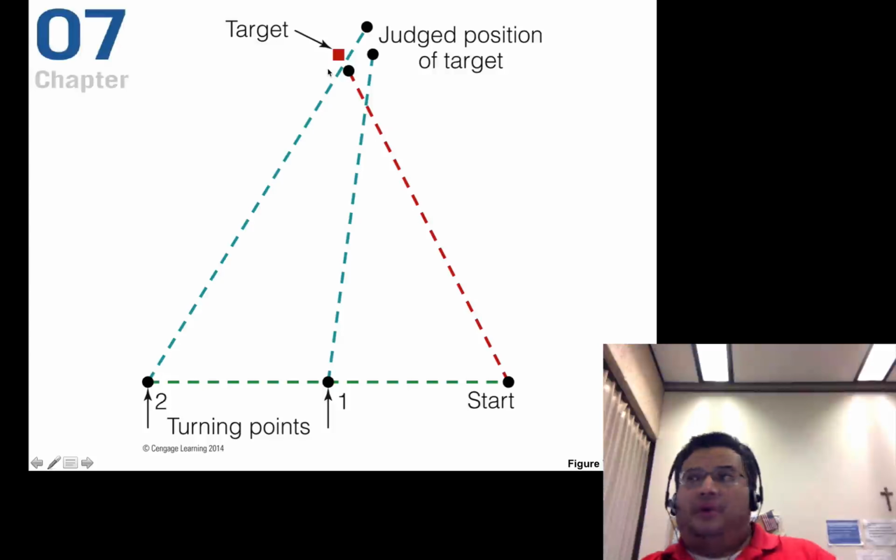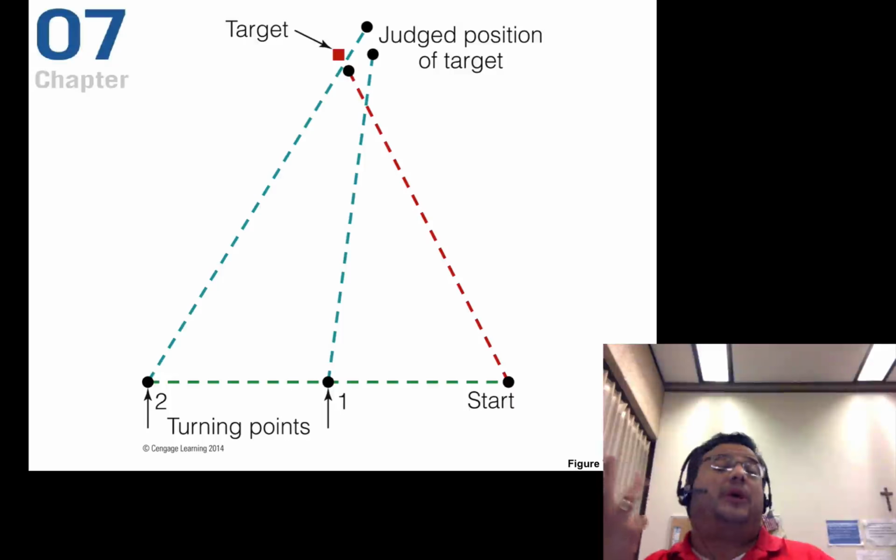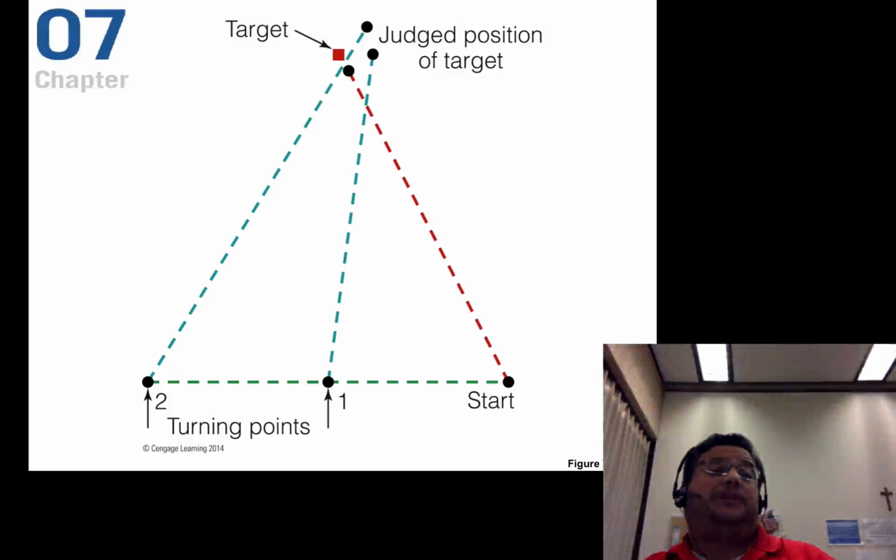And notice that these judgments of where this target is are pretty good, which indicates that when we're blindfolded, and if we know the environment that we're in, if we know where all the furniture is and where all the objects are, we're pretty good at judging where we are relative to that object. So we can reconstruct the flow in our heads pretty well without visual information.